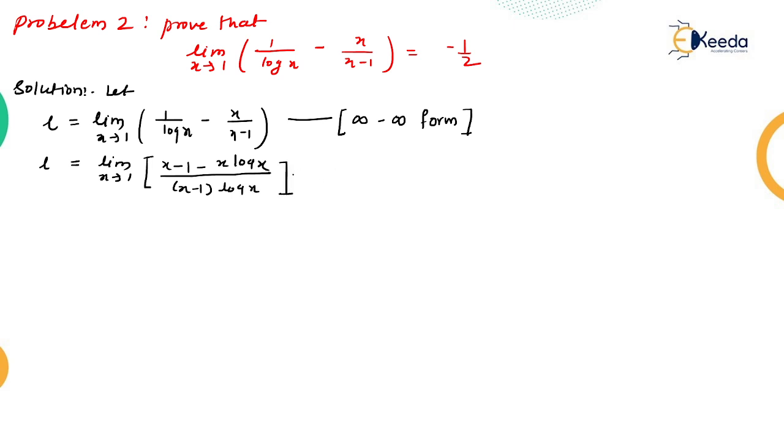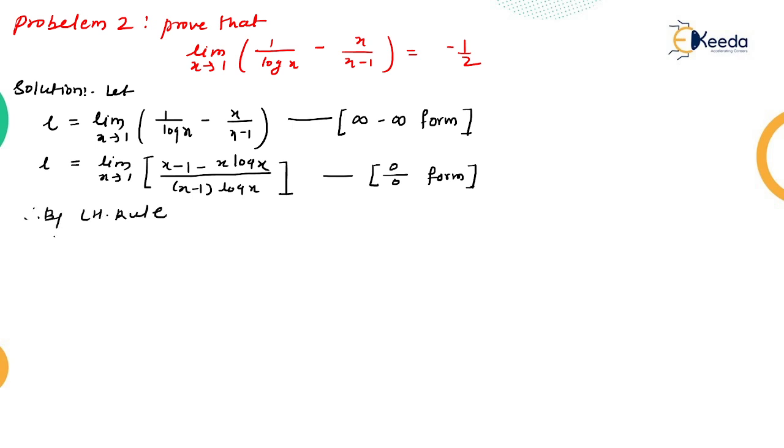Now you have to observe. Now we replace x as 1. It takes the form clearly 0 by 0 form. Now directly by applying L'Hospital rule. So how to apply the L'Hospital rule is very easy to understand. Therefore by L'Hospital rule.